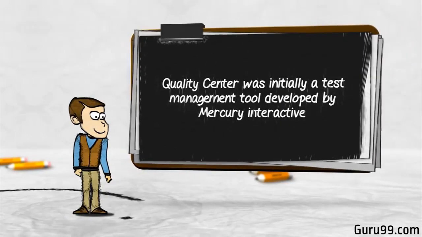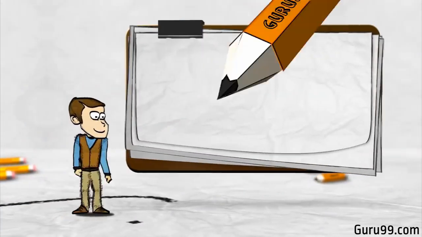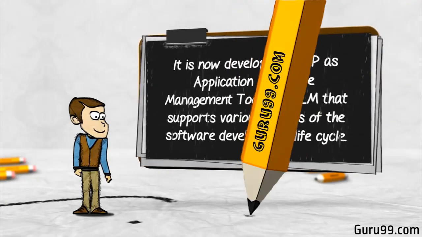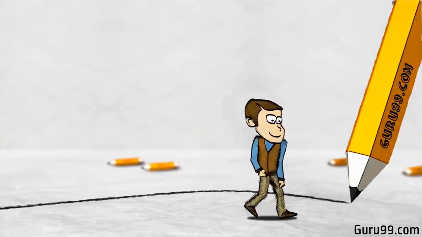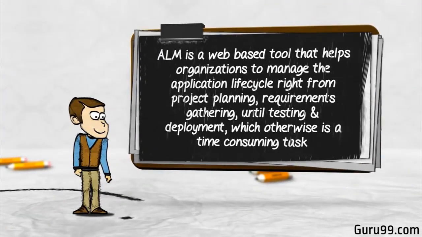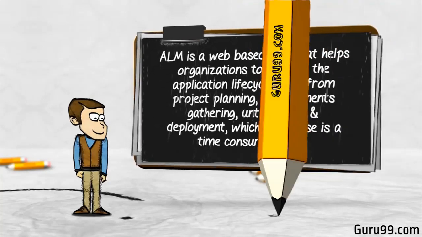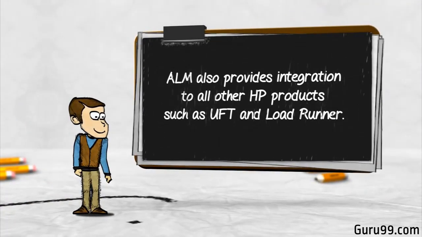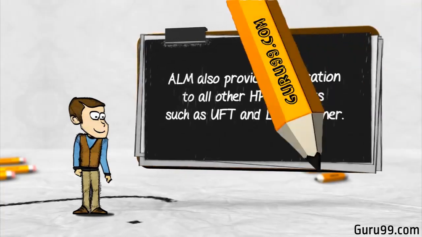Quality Center was initially a test management tool developed by Mercury Interactive. It is now developed by HP as Application LifeCycle Management Tool, or ALM, that supports various phases of the software development lifecycle. ALM is a web-based tool that helps organizations to manage the application lifecycle right from project planning and requirements gathering until testing and deployment, which otherwise is a time-consuming task. ALM also provides integration to all other HP products, such as UFT and LoadRunner.